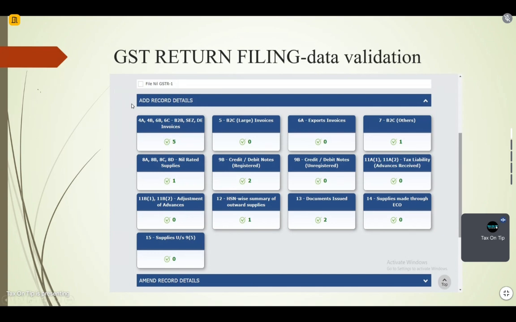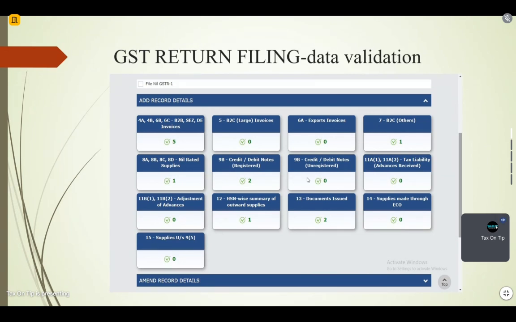So you can here find the file nil GSTR1. If you have a nil GSTR1, then you don't need to go with that complex process of uploading the JSON or even validating and waiting for 15 minutes. You just need to click on the file nil GSTR1. It will automatically take you to the last page of the filing of the GSTR1 return. Okay, so now the return is validated. I will explain the tables in the later part of this webinar. Okay, I am just going with the process of filing the GSTR1.